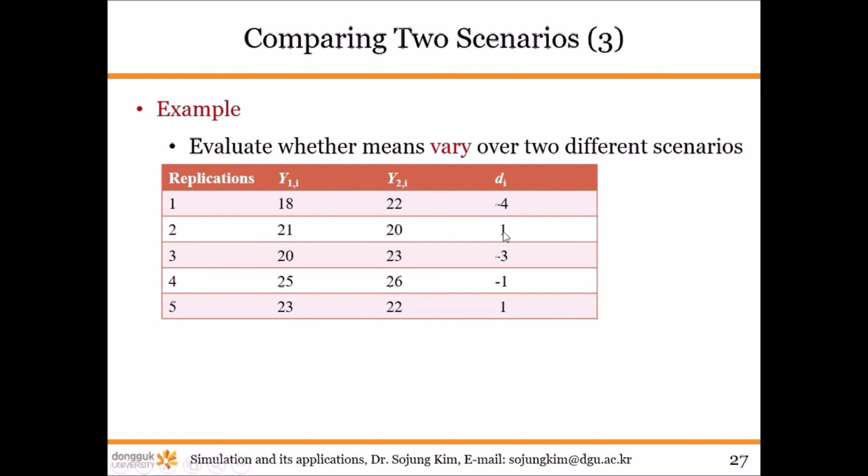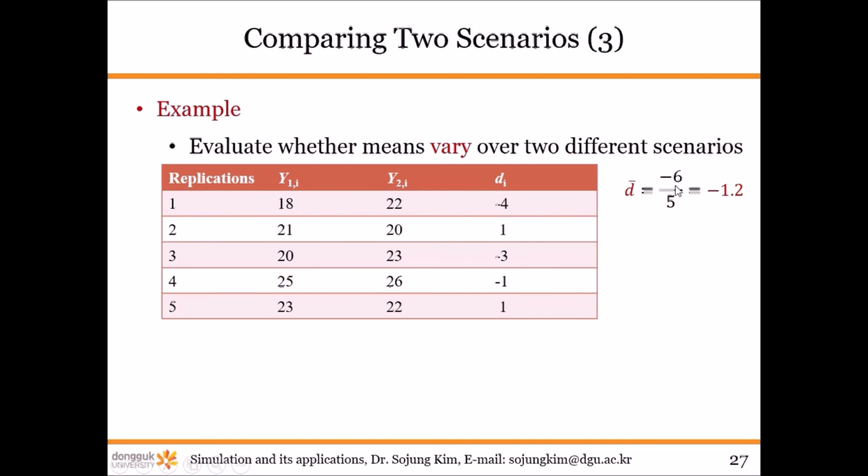So this is D1, and D2 will be 1, right? Because you can subtract 20 from 21. And for D3, you can subtract 23 from 20, so you will get -3. Same thing, if you subtract 26 from 25, you will get the value of D4, which is -1. And we have 23 and 22, so you can have 1 as the value of D5. Got it? So once you have these 5 di values, you can calculate the average.